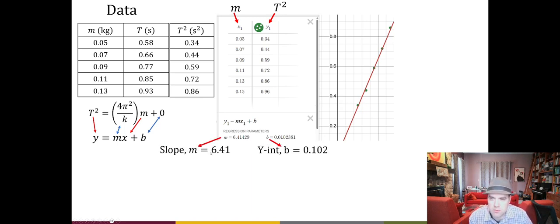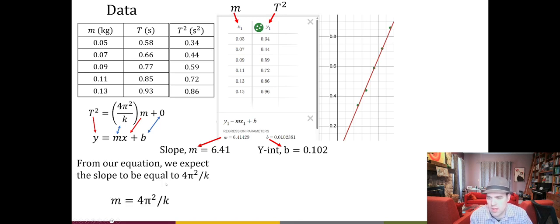So here our slope value is 6.41 and our y-intercept is 0.102. Our goal is to get that spring constant k, and we can use this linearization that we've done to get there. If I know the slope value, which I have here, I can just set that equal to 4 pi squared over k. And remember, this is m for slope, not m for mass. So all I have to do is solve for k because I know everything else. I can multiply k to both sides and divide m to both sides, and that gives us k equals 4 pi squared over m.